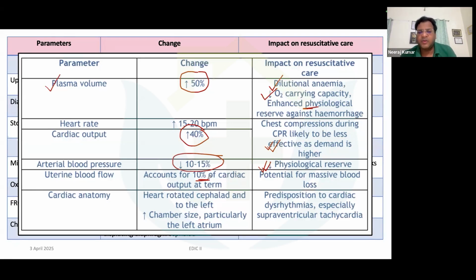Coming to the cardiac anatomy, we know that the heart is rotated more cephalad and to the left, and that's why the chamber size will increase, particularly the left atrium, and that's why these patients are more prone to dysrhythmia and SVT.